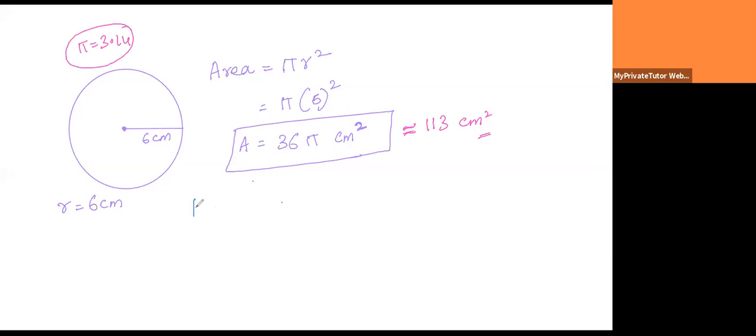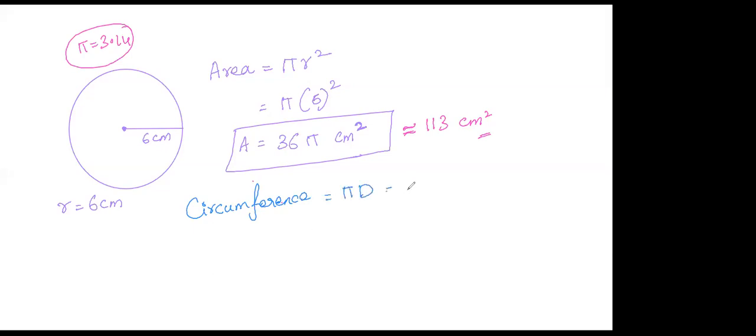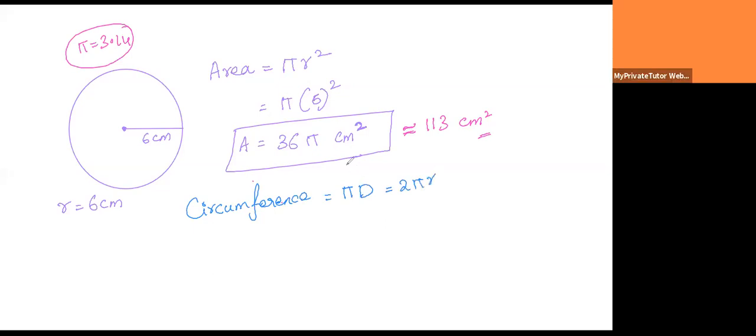What about the circumference of a circle? What is the formula to find the circumference? Either pi d or 2 pi r. Please let me know if you want to say anything. Radius is given, so 2 times pi times 6. 2 times 6 is 12, so 12 pi. That's the circumference. I will stick with that answer, 12 pi centimeters.